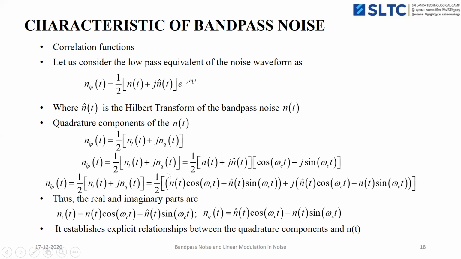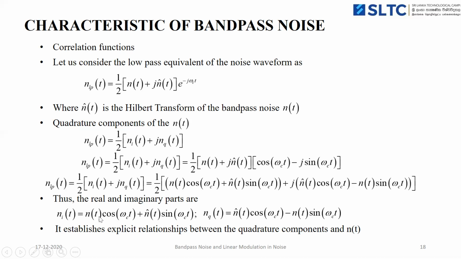Then we can equate both equations. That means 1/2 (n_i(t) plus j n_q(t)) in quadrature form is equal to the complex form 1/2 (n(t) plus j n-cap(t)) e to the power minus j omega t, which equals cos theta minus j sin theta. Then we have to separate the real and the imaginary part. So we are separating the real and imaginary parts of the low pass equivalent of the band pass noise. The real part gives the in-phase component, and the imaginary part gives the quadrature component.